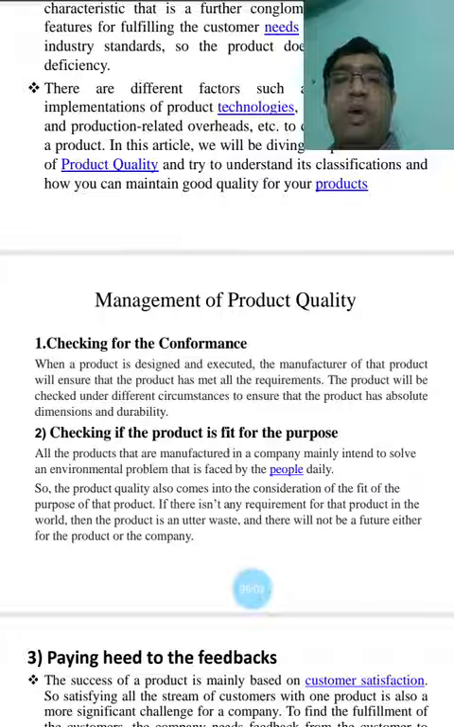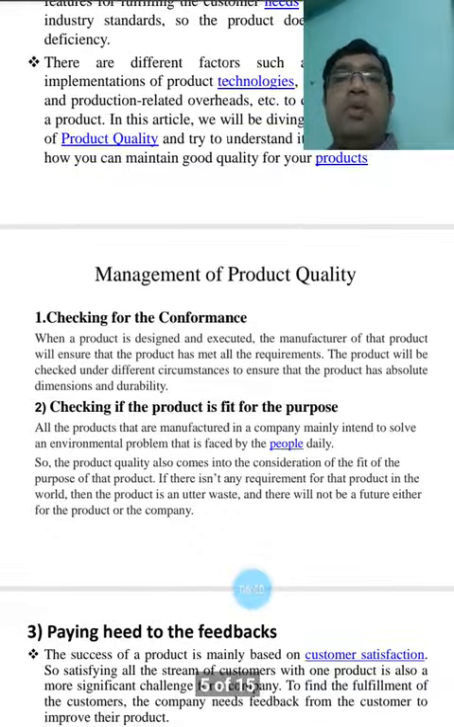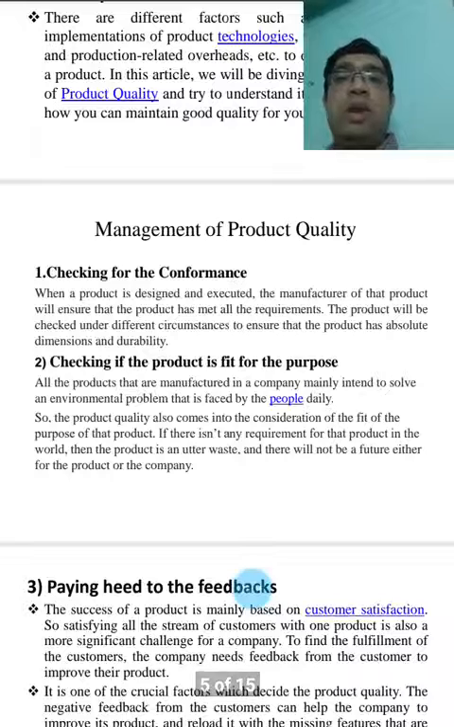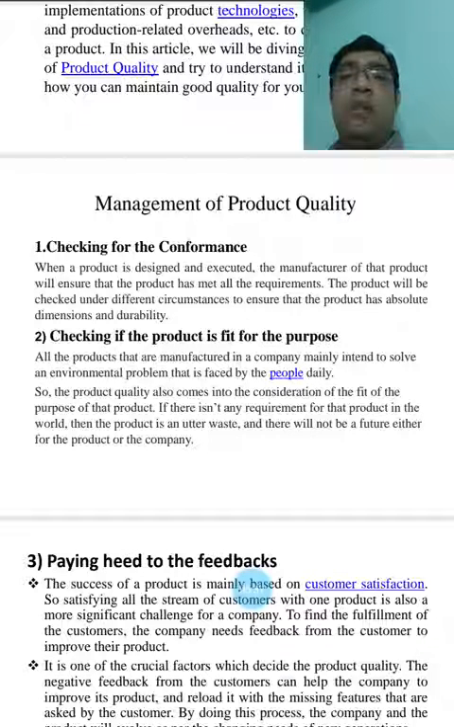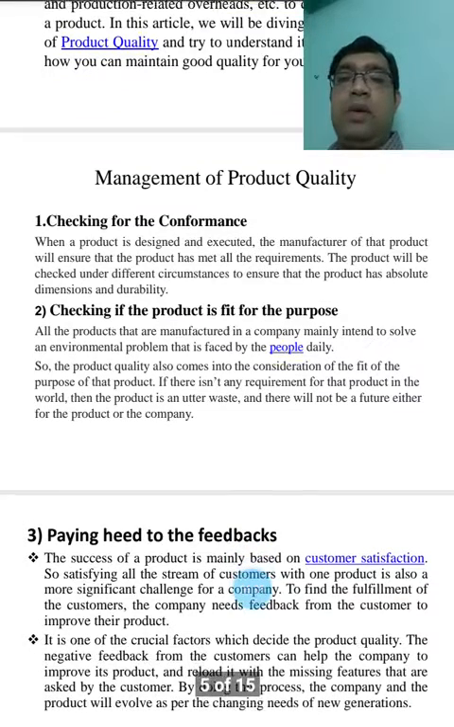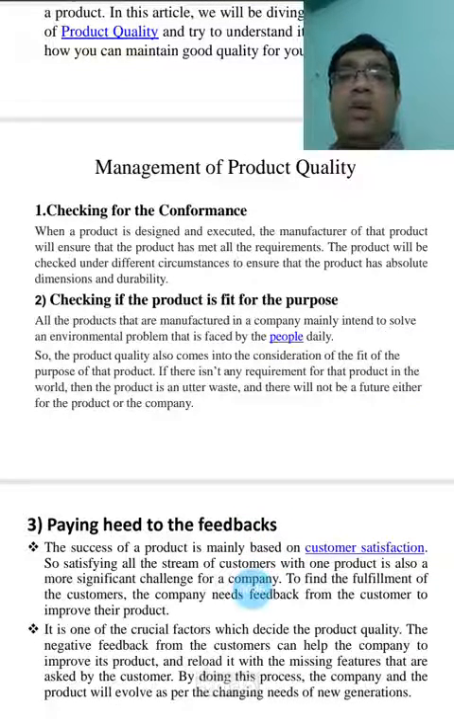For this, product quality must be maintained, and for maintaining product quality, the management of product quality is required. The management of product quality is another important thing to survive in our production industry. You have to consider seven components or seven factors in the management of product quality. The first is checking for conformance.